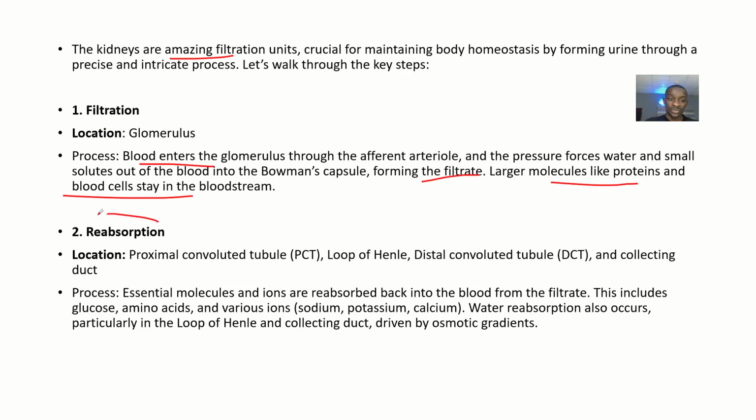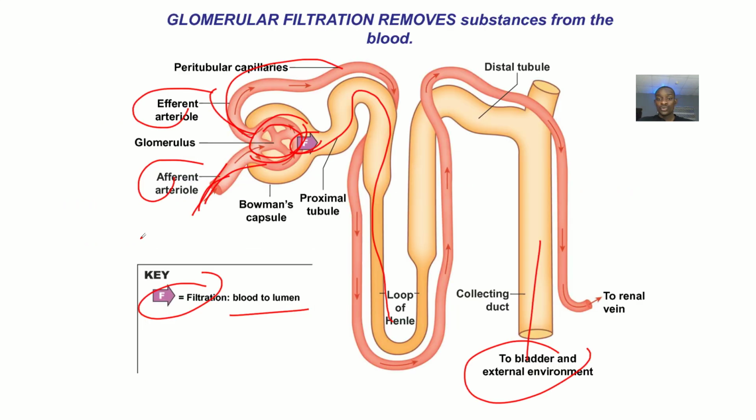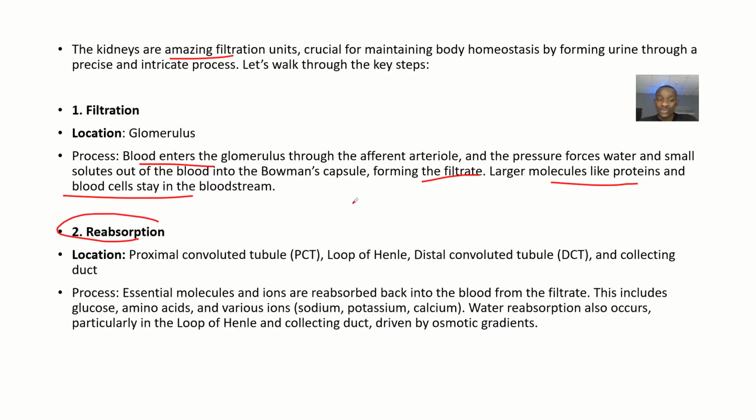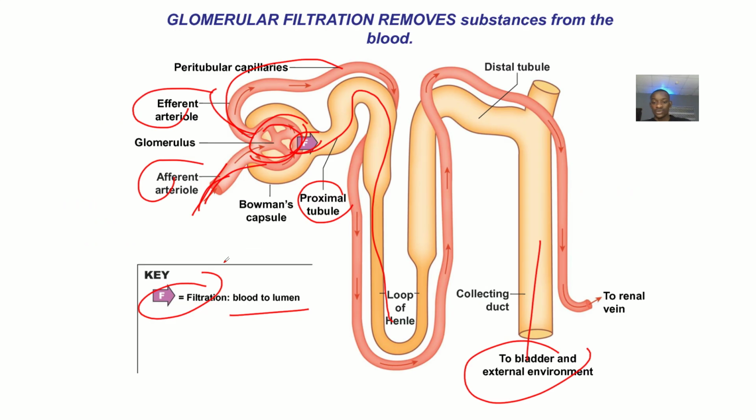Then reabsorption. Next now is reabsorption. Things went through, but probably the body still needs some of these things. As they are coming here in the proximal convoluted tubule, the PCT, the body will be like, hey, some salt actually went in, but I still need some salt. So you now send some salt back. You understand? So reabsorption occurs at the proximal convoluted tubule, at the loop of Henle, and at the distal convoluted tubule.